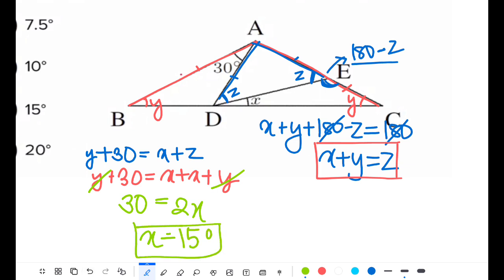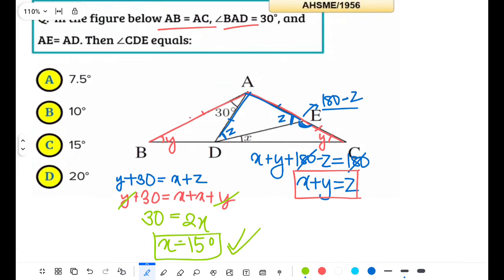So x must be equal to 15 degree, which is a very good question. It might seem very simple, but it is a good question indeed. This 15 degree is the correct answer.